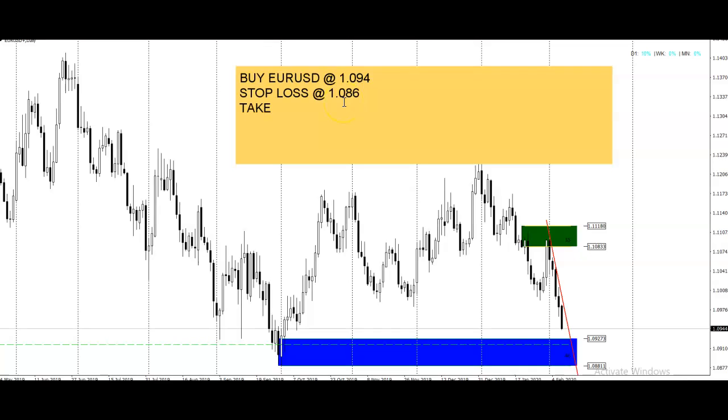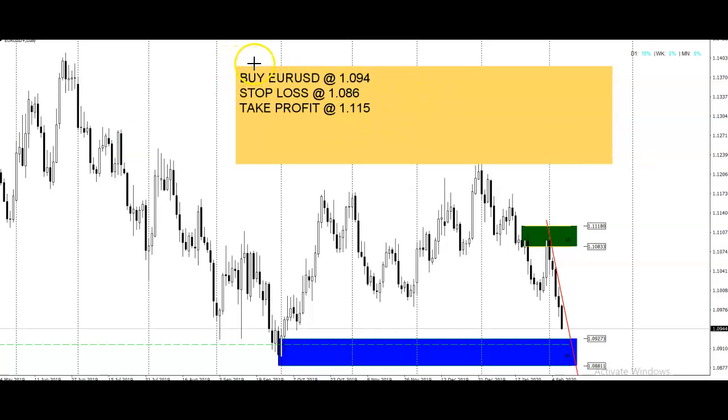Take profit will be at least a 2-to-1 take profit, at an opposing zone. So maybe this one here. This one's been tested, so if the market does react, it's likely to go up higher to the next level. So we'll say around 1.115. And that's the trade setup.